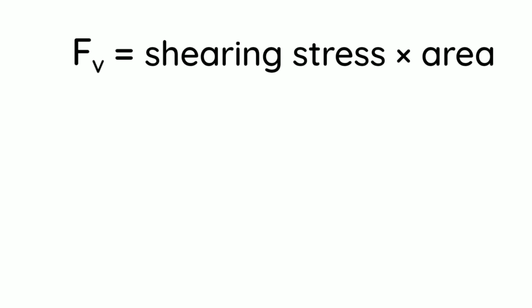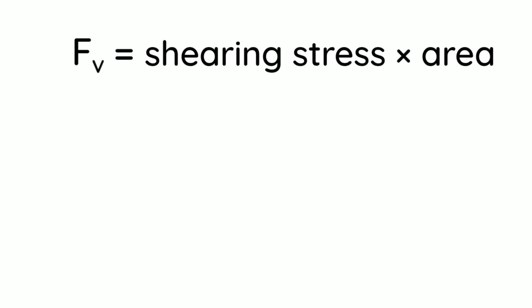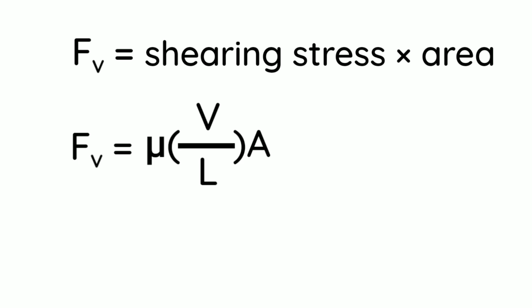Moving on to the viscous force F sub V. It is determined by multiplying the shearing stress and area. Shearing stress, denoted by the symbol tau, is equal to mu times du over dy, where du over dy represents v for velocity and L for length, respectively. Therefore, the formula for the viscous force is mu times v over L times A.